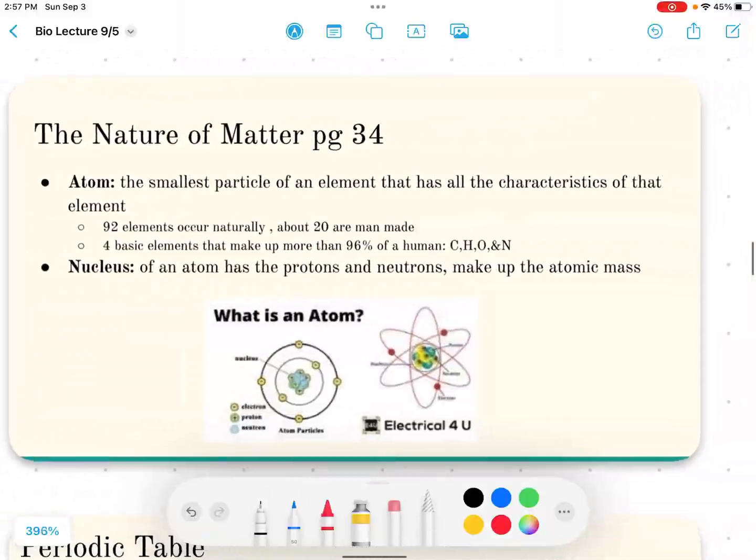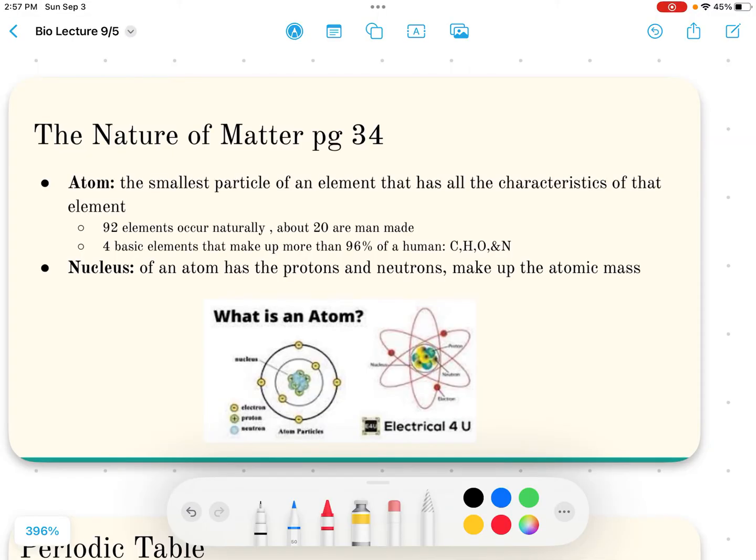So today we're going to start talking about the nature of matter. What is matter? How does it work? All those kinds of things. The first thing is, what is an atom? An atom is the smallest particle of an element that has all the characteristics of that element. When you look at the periodic table, every element on the periodic table is a certain atom, and we're only talking about that atom when you look at that certain element.